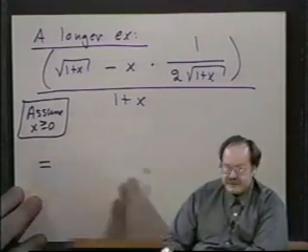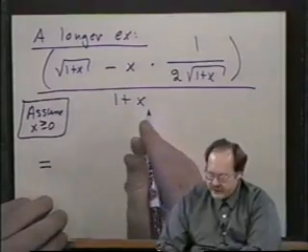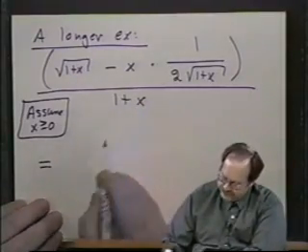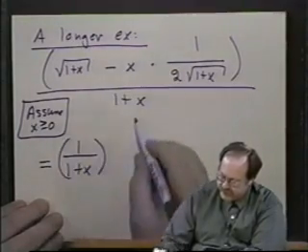All right, here's my first piece of advice. This is a big fraction. Here's a hint. Rewrite it this way. 1 over 1 plus x. There's the denominator.